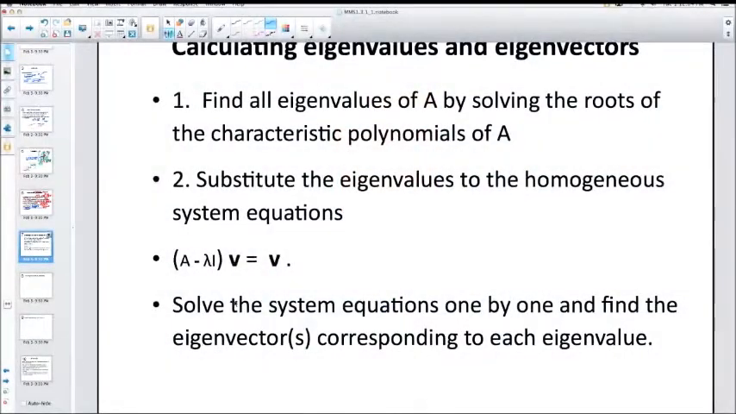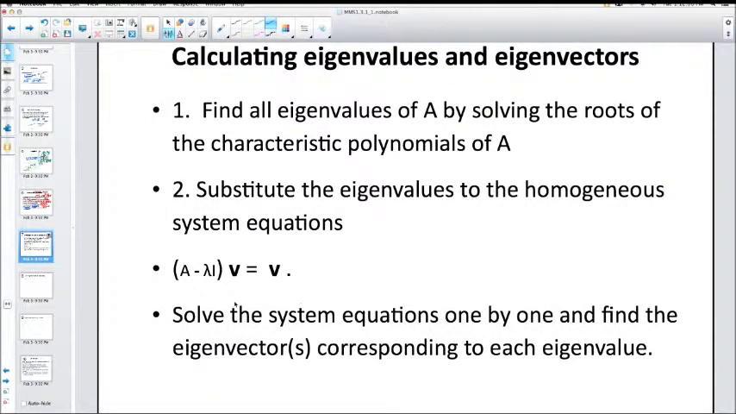And how do we calculate this eigenvalue and the eigenvector? I give you a simple procedure. We're going to spend some time to do it. Step 1, you just write out this characteristic equation, which is the determinant of A minus lambda I equals 0. And you solve this equation, then you find those roots, which are the eigenvalues.